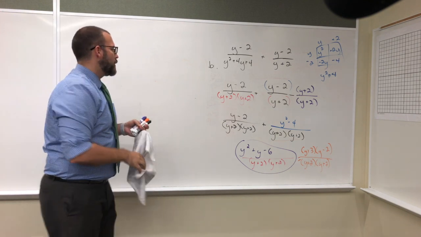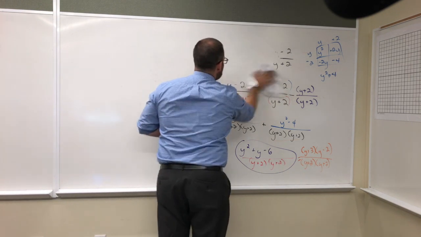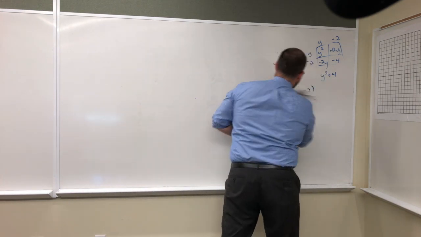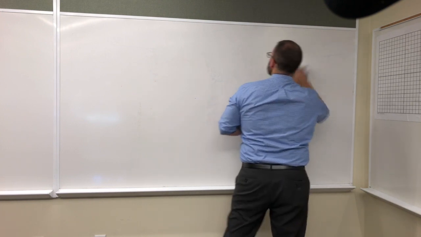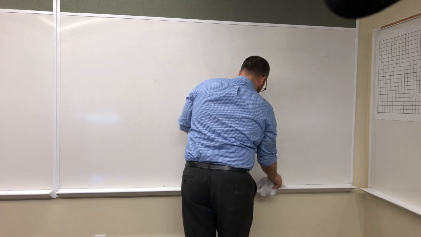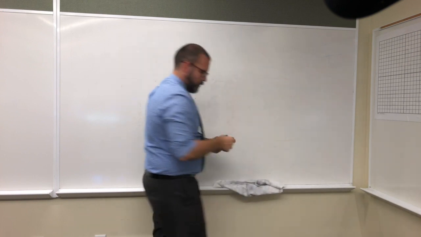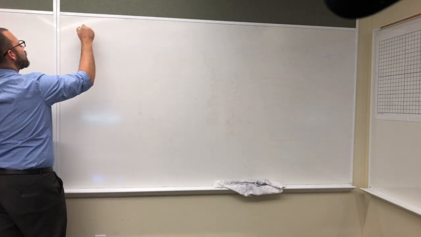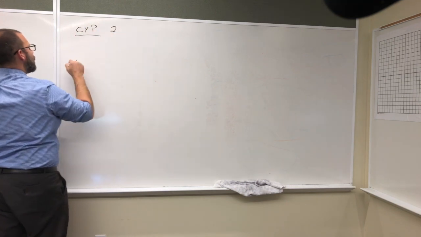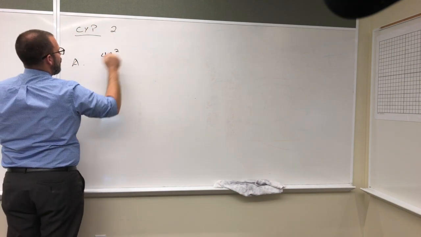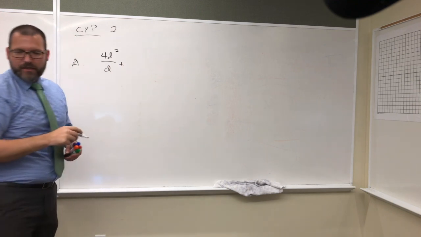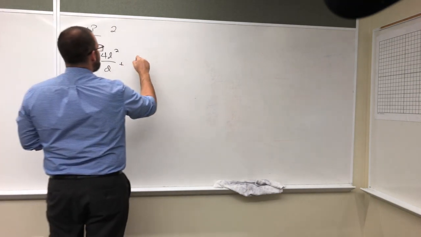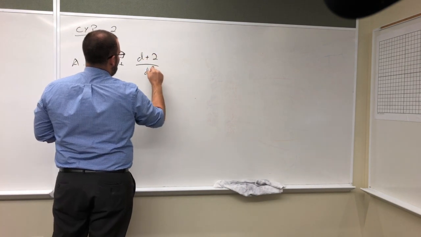Okay, now it's time. Let's go ahead and take a look at check your progress number 2. You've paused the video. You've tried to work through these yourselves. And I'm going to give you the answers and just very briefly explain how I got there. Check your progress 2a. 4d squared over d, which you'll notice does actually simplify if we wanted it to, but it's not going to be helpful here, plus d over 2 over d squared.